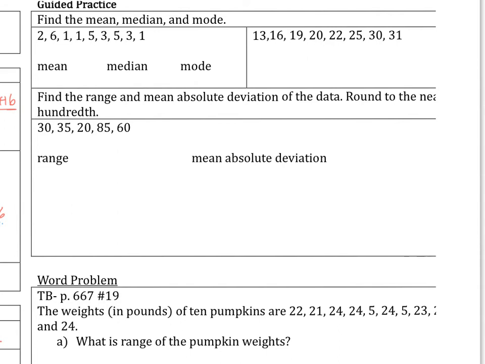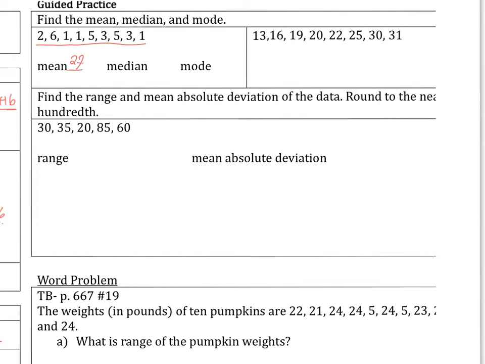Okay, let's do more practice here. Find the mean, median, mode. So I'm giving you easy numbers to work with here, so it won't take you too long. And remember, to find the mean, we have to find the sum of all these digits, which is 27.